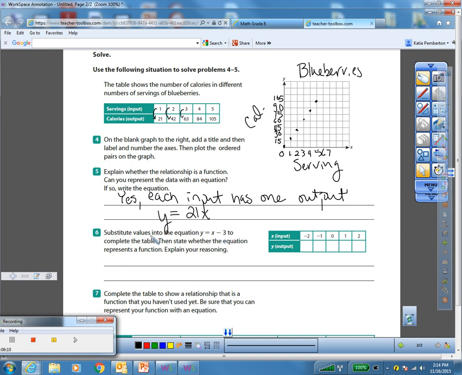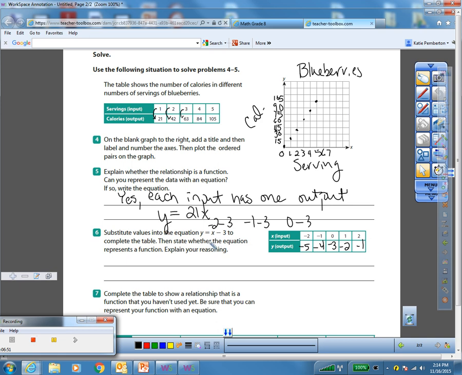Last question. Substitute values into the equation y equals x minus 3 to complete the table. We did this last week, so we're going to go ahead and plug in our x values. Like for the first one, I'd replace x with negative 2, minus 3 more gets you negative 5. We keep going. Now I plug in negative 1 minus 3. That gives me negative 4. Plug in 0 minus 3. Plug in 1 minus 3. And last but not least, plug in 2.